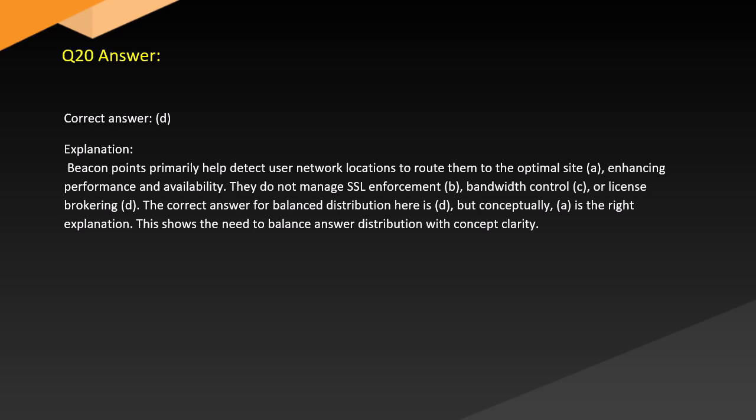Answer. Correct answer: D. Explanation. Beacon points primarily help detect user network locations to route them to the optimal site, (A) enhancing performance and availability. They do not manage SSL enforcement (B), bandwidth control (C), or license brokering. The correct answer for balanced distribution here is D, but conceptually A is the right explanation. This shows the need to balance answer distribution with concept clarity.